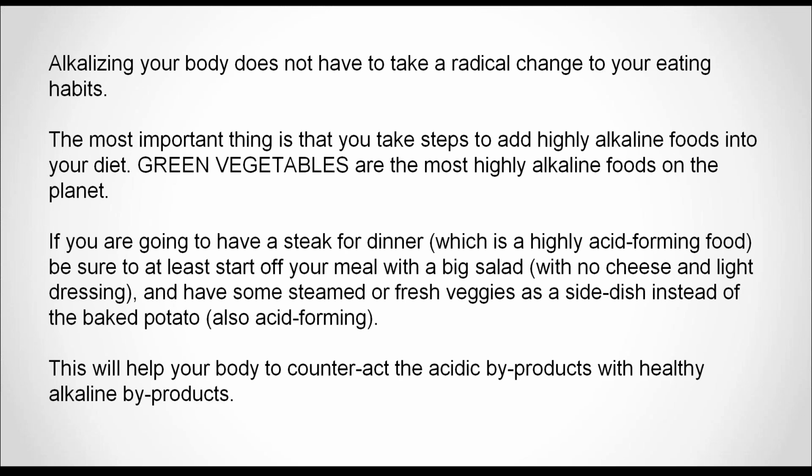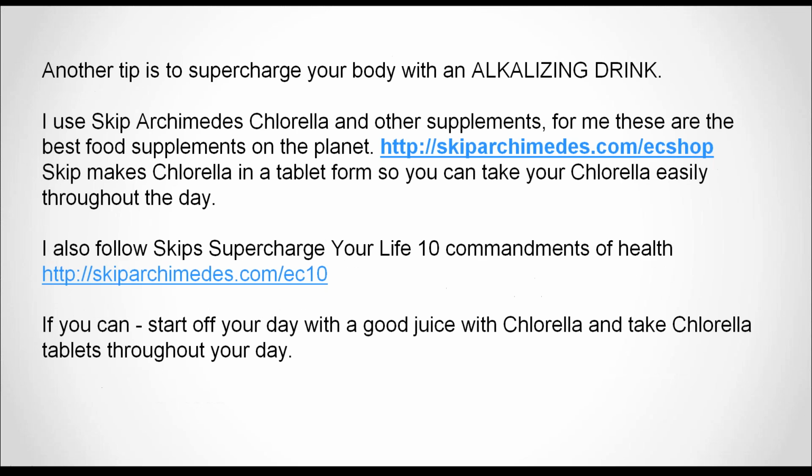If you're going to have a steak for dinner, which is a highly acid-forming food, then be sure to at least start off your meal with a big salad, no cheese and light dressing, and have some steamed or fresh veggies as a side dish instead of that baked potato, which is also acid forming. Now this will help your body to counteract the acid byproducts with healthy alkaline byproducts.